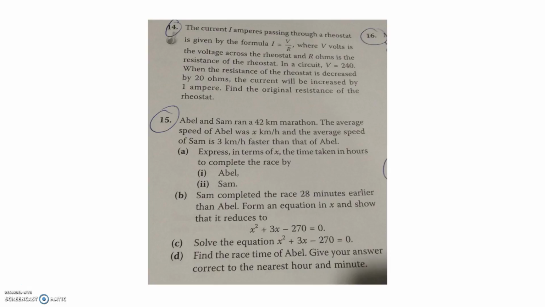Next one is, of course, Abel and Sam ran a 42 km marathon. The average speed of Abel was x km per hour, and the average speed of Sam is 3 km per hour faster than Abel. Express in terms of x the time taken in hours to complete the race by both boys, and then form the equation to be solved. Now, very quickly, let's go there.